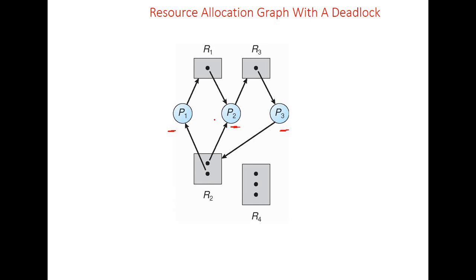There are two cycles in this resource allocation graph. One cycle is P2, R3, P3, R2, P2. So this is one cycle. Another cycle is this way. This is another cycle, and this again forms a deadlock. Likewise there are two cycles in this system. Therefore there is a deadlock in the system.